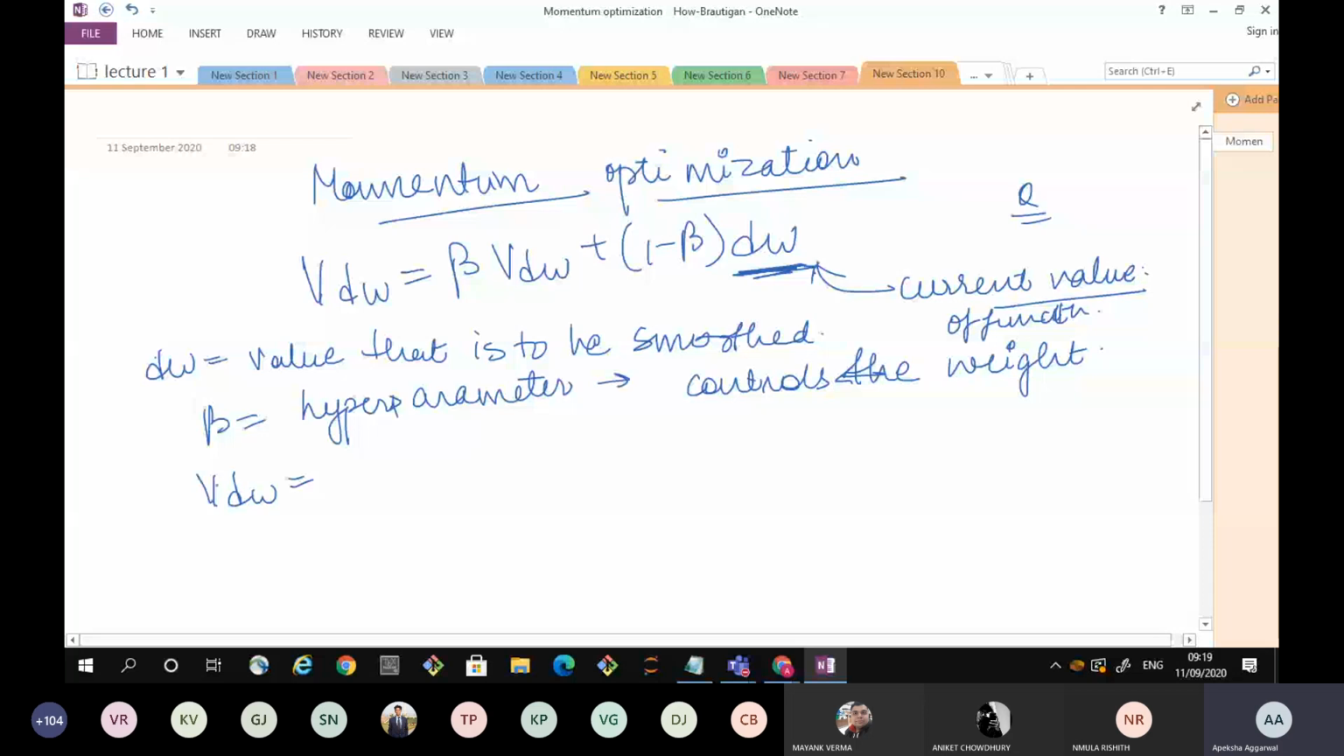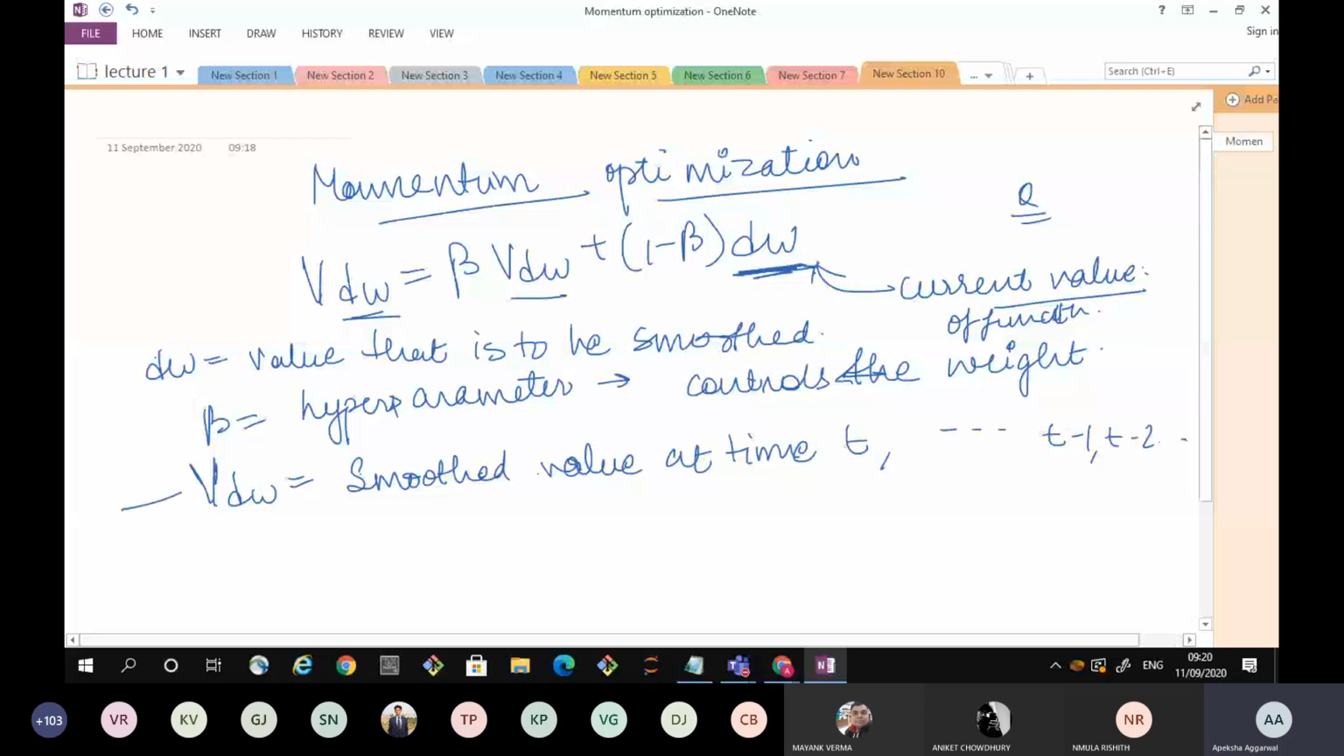So VdW is simply the calculation that is dependent upon previous value. So you can say the final smoothed value at time t is dependent upon t minus 1, t minus 2 and so on. Okay, so this is the final smooth value. So this is momentum optimization for W. Similarly, we have momentum optimization for B, that is VdB equals beta VdB plus 1 minus beta dB.